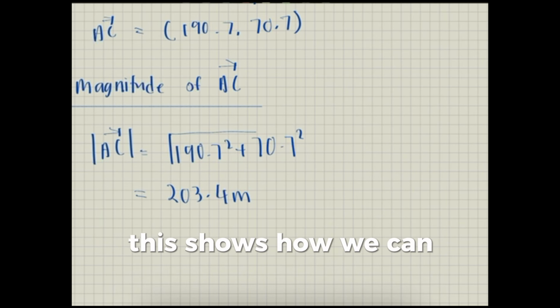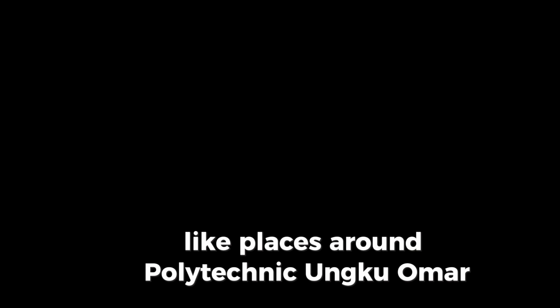This shows how we can use simple vector methods to represent direction and distance between points on a map, like places around Polytechnic Unku Omar.